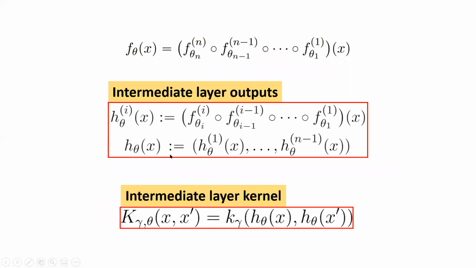The second application to neural networks that we present with kernel flows, we construct a kernel defined with intermediate layers or hidden layers of the network. So here's our network. The definition of an intermediate layer is the output of the first i layers. We can take all the hidden layer outputs and put them into H theta, and we define our kernel in terms of these intermediate layer outputs.